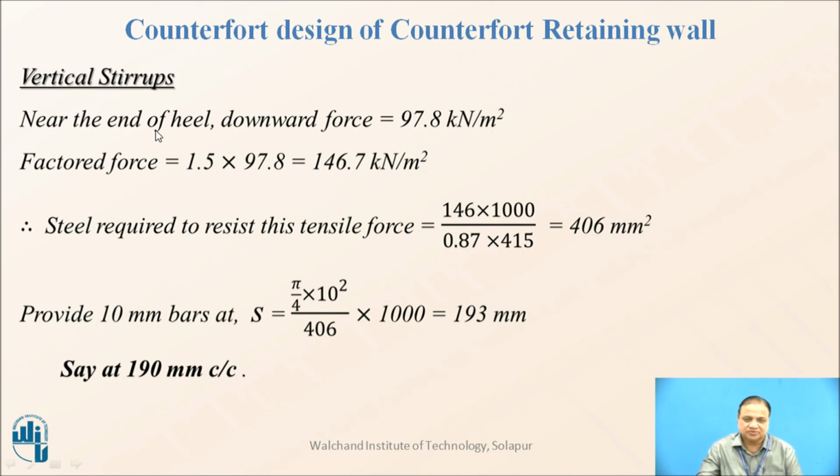And vertical stirrups. For the vertical stirrups, near the end of the heel slab, the downward force is 97.8 kilonewton per meter square. So the factored value is 1.5 times of that. So the steel required will be 406 mm square. So provide 10 mm diameter, again stirrups, which will give us a spacing of 193, say 190 mm center to center. So we have designed horizontal and vertical stirrups.